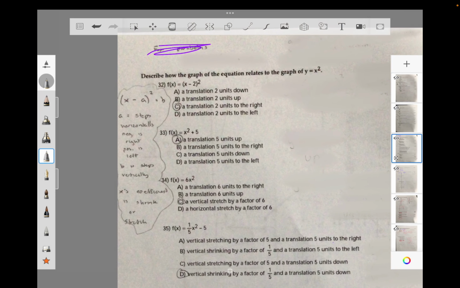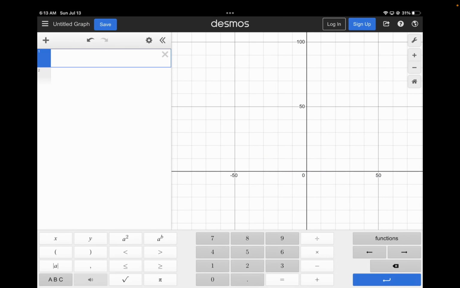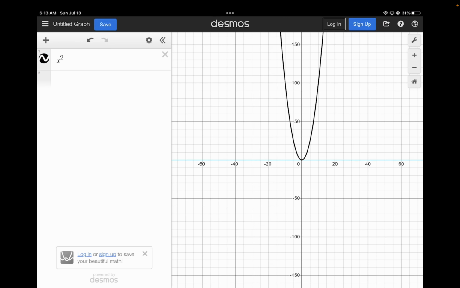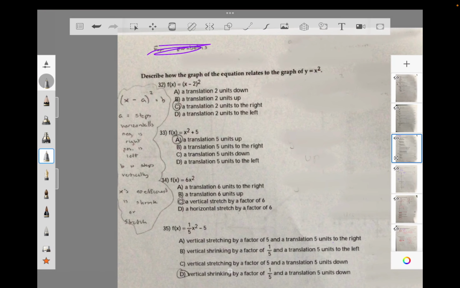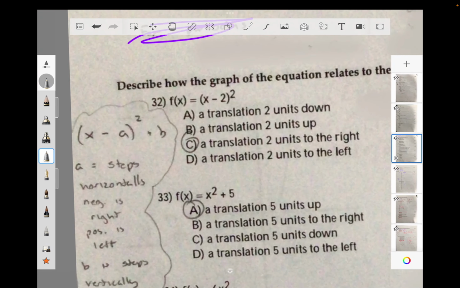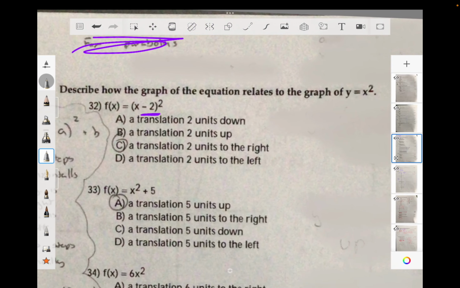Describe how the graph of the equation relates to the graph of y equals x squared. Again, y equals x squared is the famous one that's pointing up this way. The other one is y squared, which is like if this one fell over to the right. This one's saying describe how it relates to y equals x squared. So how does this equation differ from the original one we just saw?